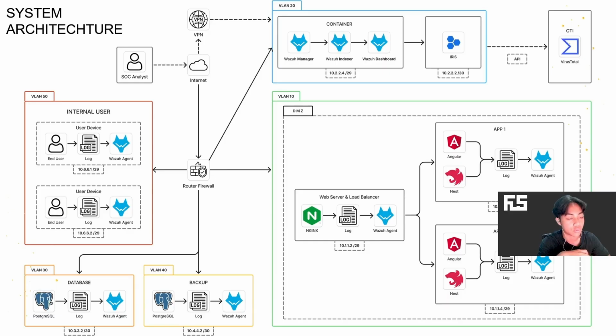So this is our blueprint or topology in this project. I divided it into several VLANs depending on the service that runs. On VLAN 10, there's a web application. VLAN 20 is for the full SIEM. VLAN 30 is for our main database, VLAN 40 is for the backup database, and VLAN 50 is for our internal users. VLAN 20 is isolated and cannot be reached from any network except from the VPN, which only SOC analysts can access.